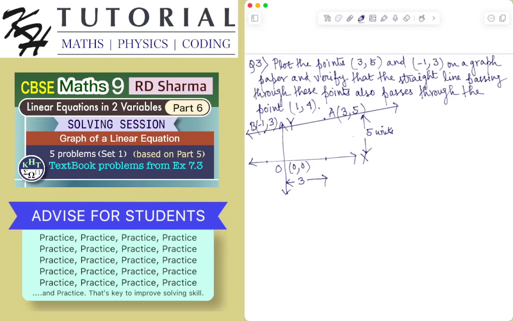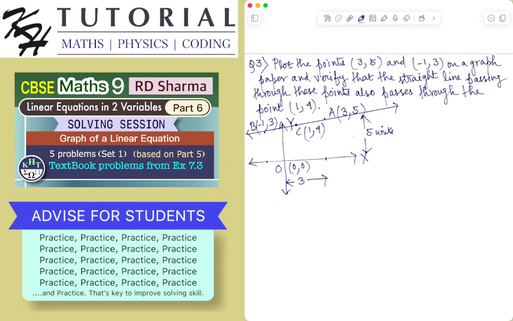Now visually, the point (1, 4) will be somewhere over here, approximately. If you have a real graph paper, you can easily verify this, because in the graph paper you can exactly look at the point whose coordinate will be (1, 4), and you will see that the point is exactly lying on the straight line AB.